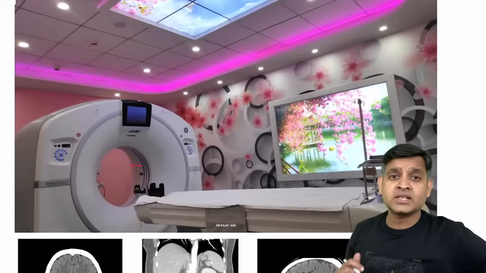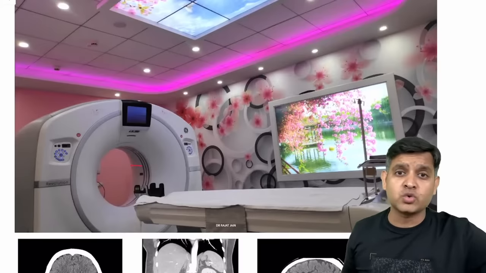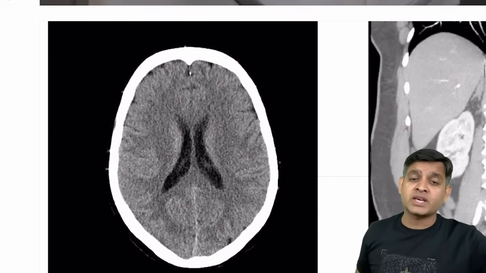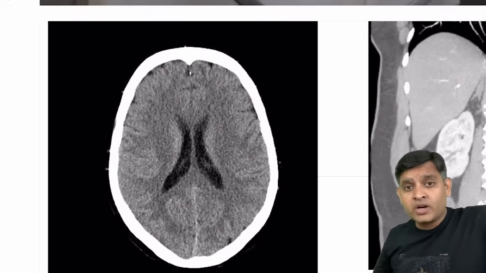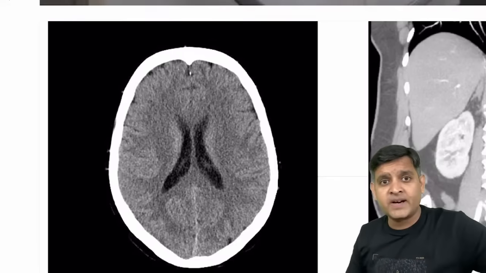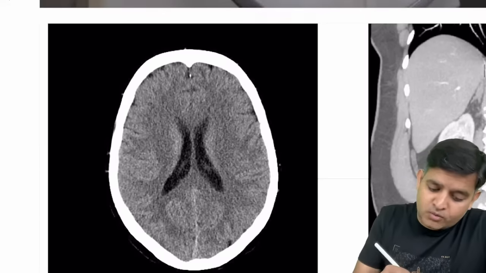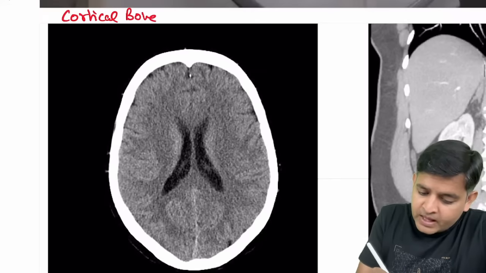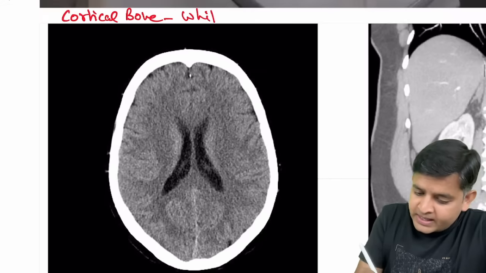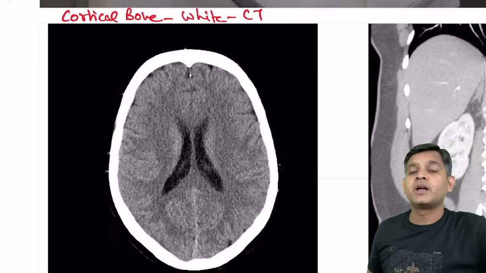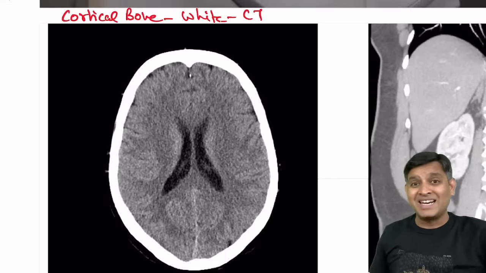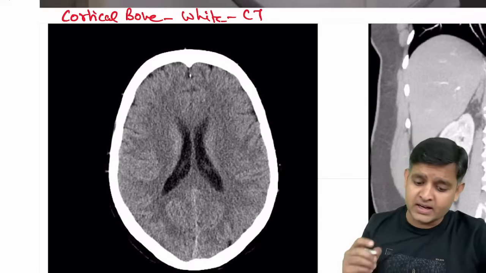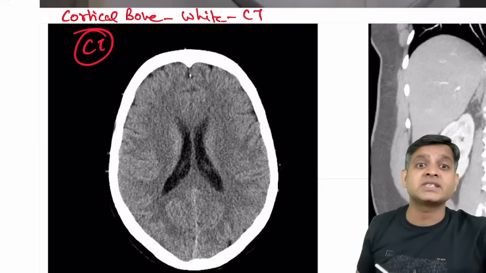So now let us come to the first point, which a lot of students still have a confusion about. The examiner gives you an image and asks, tell me what is this? Is it a CT or is it an MRI? How will we identify this? What do you need to see? You would like to see the cortical bone. If the cortical bone is white, it is CT. So the cortical bone is very, very white over here. So this is definitely a CT scan.